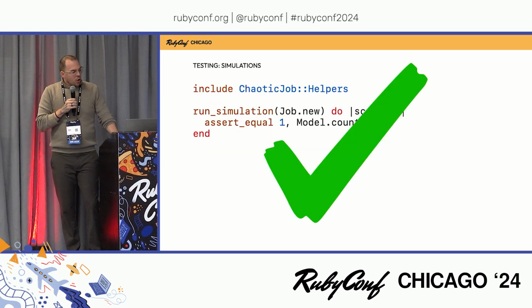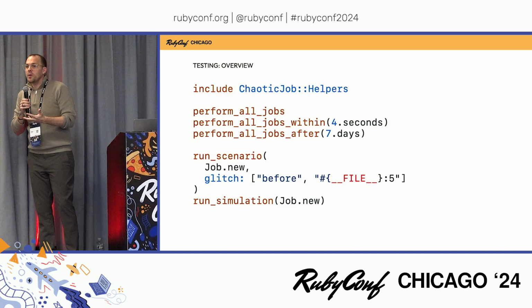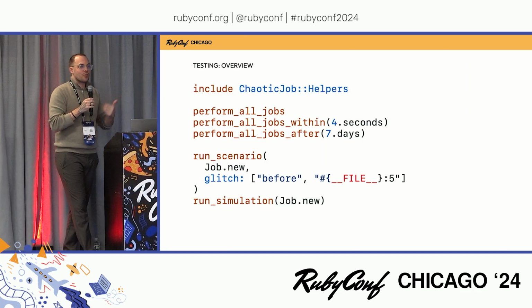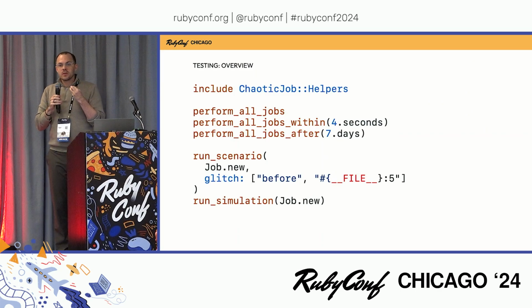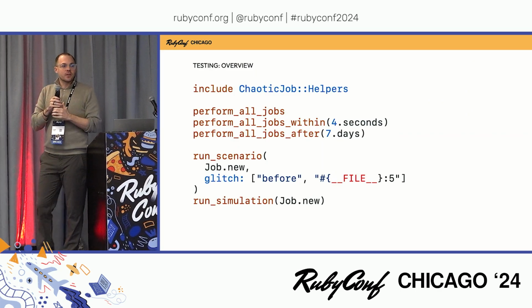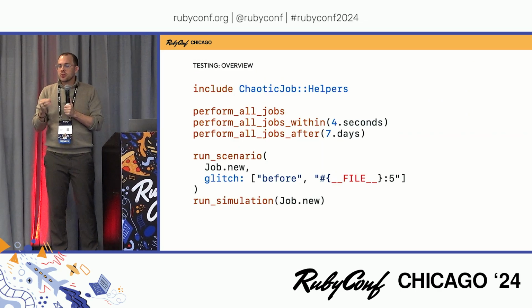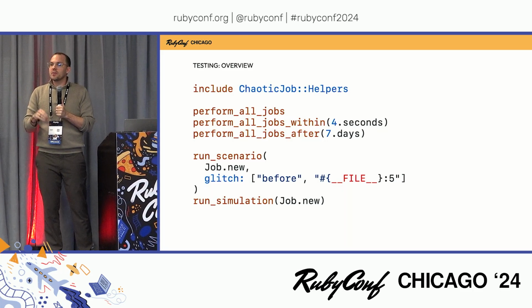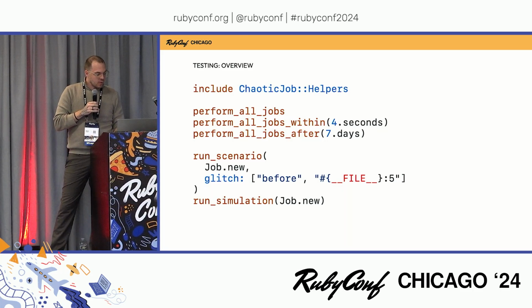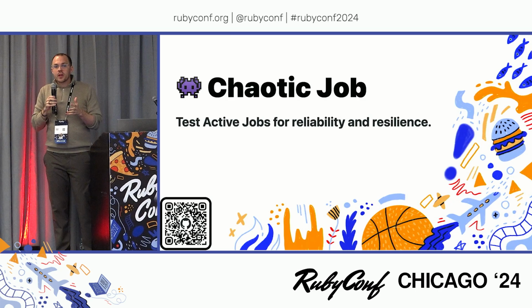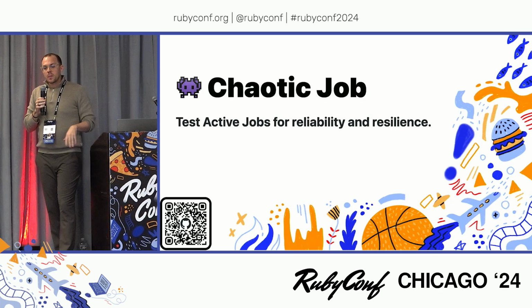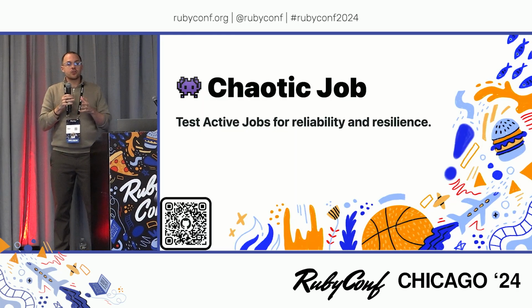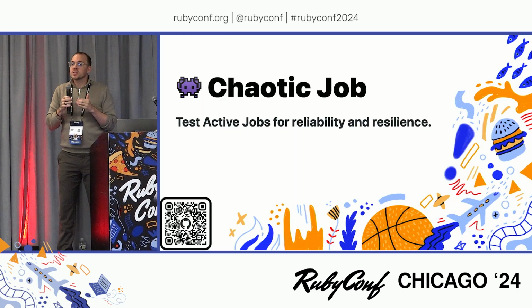So altogether, these five helpers, I think, are an incredibly high leverage set of tools to get you clarity on business critical jobs. Are they reliable? Are they resilient? And that's not even all that chaotic job offers. That's like 80% of it. But this is the foundation upon which you can start to scale out reliability.